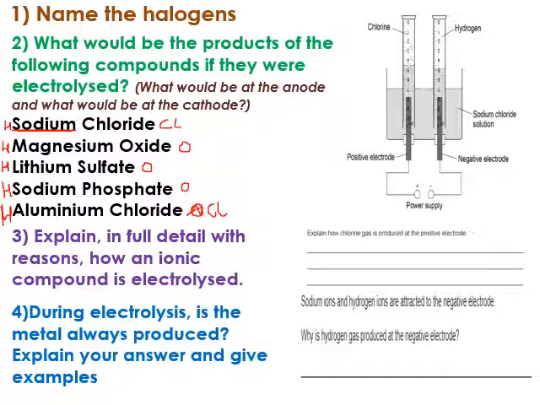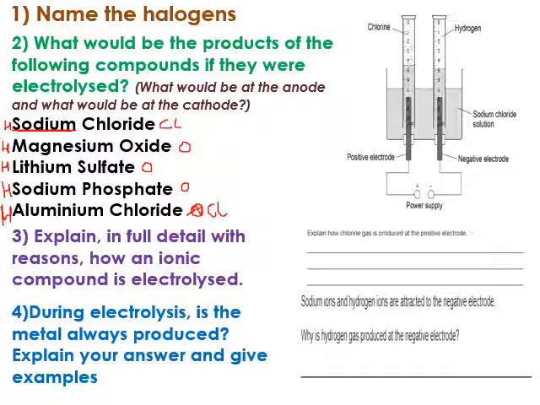So the ions are free to move, 2nd mark, and can carry the charge, the 3rd mark. The power supply is turned on, 4th mark. Your positive ions are attracted to the cathode, 5th mark. Negative ions are attracted to the anode, 6th mark. That's it. During electrolysis, is the metal always produced?